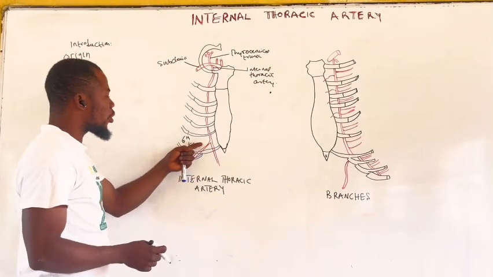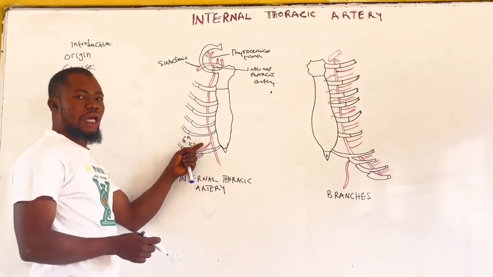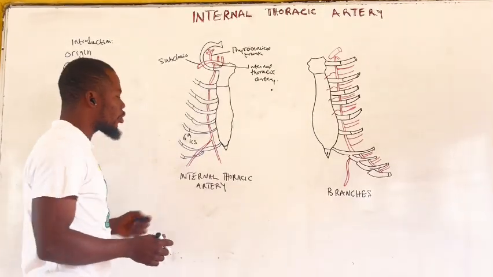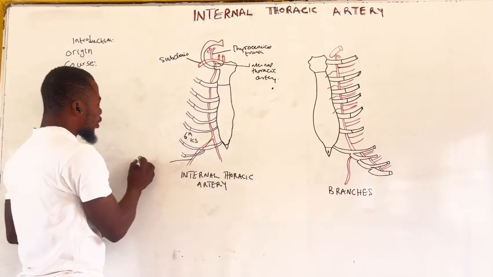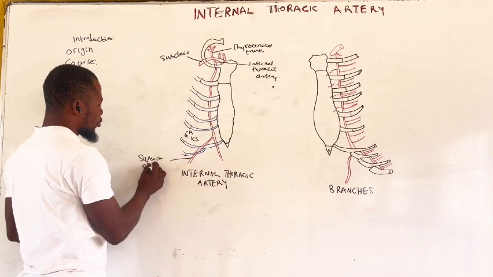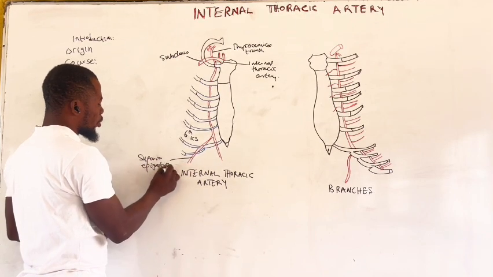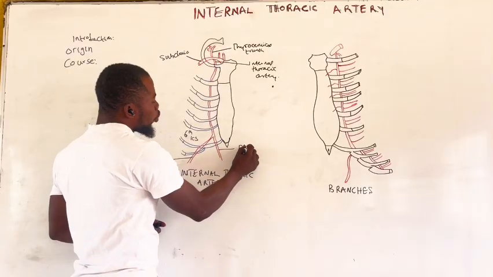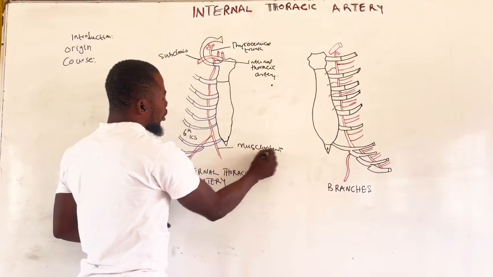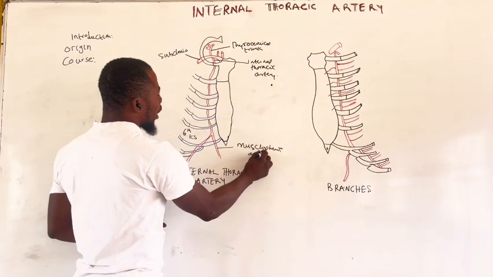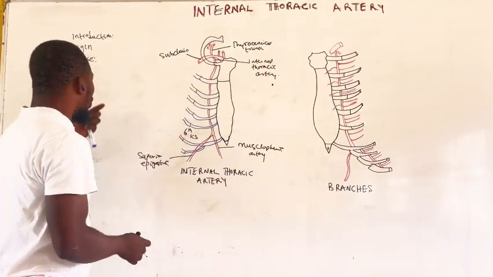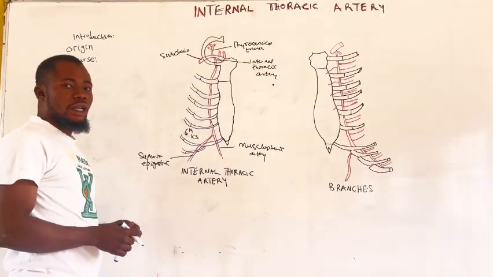In the 6th intercostal space, it is divided into 2 terminal branches, the superior epigastric artery and the musculophrenic artery. This is our superior epigastric artery, and this is the musculophrenic artery, the other terminal branch of the internal thoracic artery. That is about the course of the internal thoracic artery.